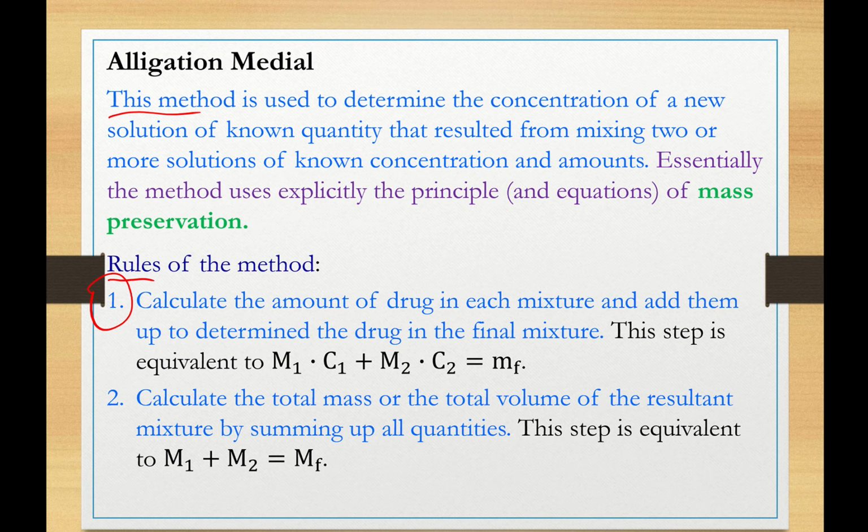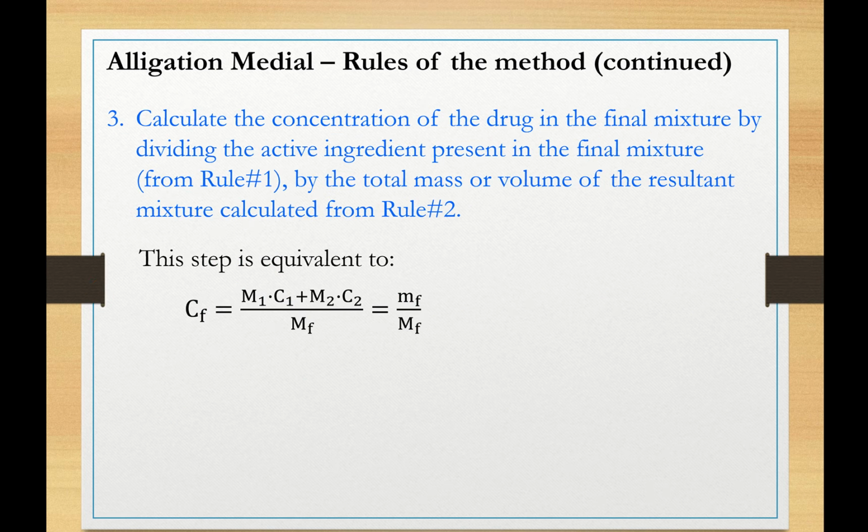of drug in each mixture and add them up to determine the amount of drug in the final mixture. And now that we know the mass balance equation, this is equivalent to V1C1 plus V2C2. That would give me the mass of the drug in the final mixture. In Rule 2, or Step 2, you calculate the total volume of the resultant solution. So that would be V1 plus V2 equals Vf.